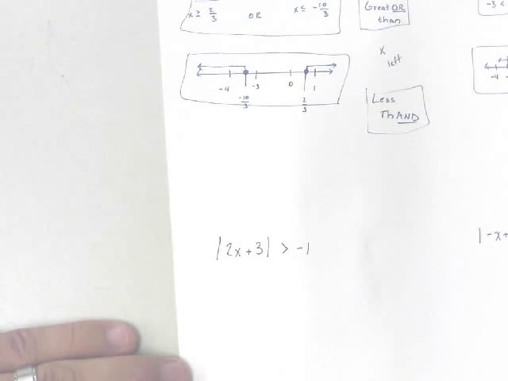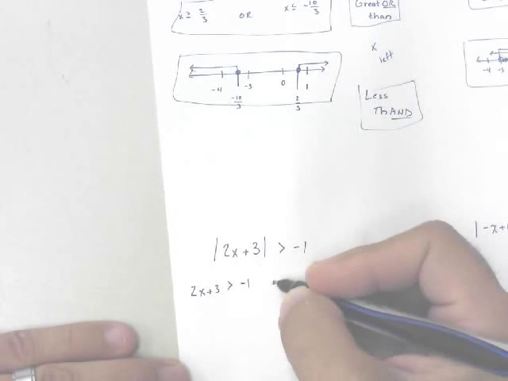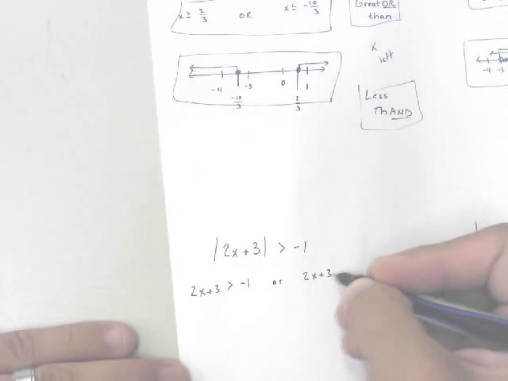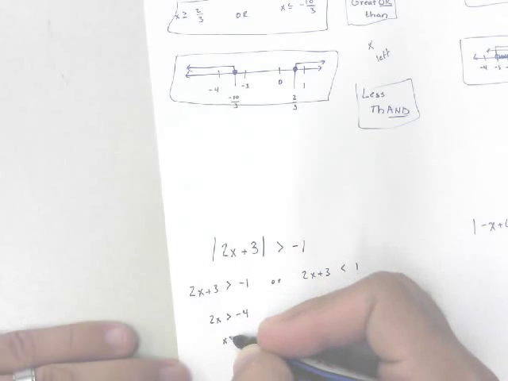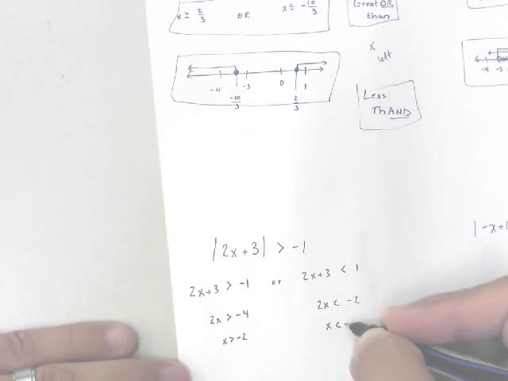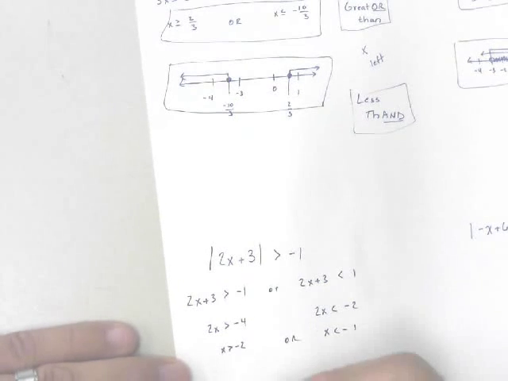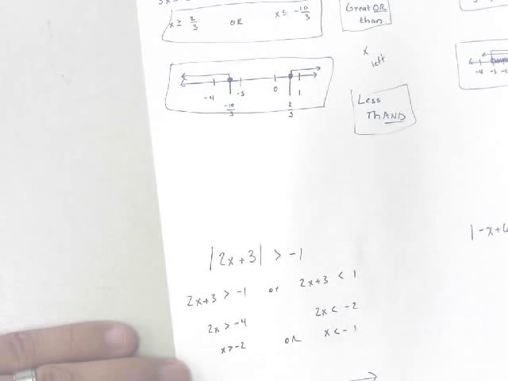Okay, let's try another greater than. So I'm going to rewrite it. It's greater than negative 1, or 2x plus 3 is less than positive 1. I'll go ahead and solve. So x is greater than negative 2. X is less than negative 1. This is or. On my number line, 0, negative 1, negative 2, negative 3. X is greater than negative 2 is open circle and to the right. X is less than negative 1 is open circle and to the left.